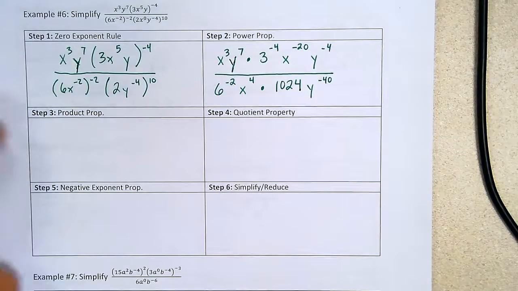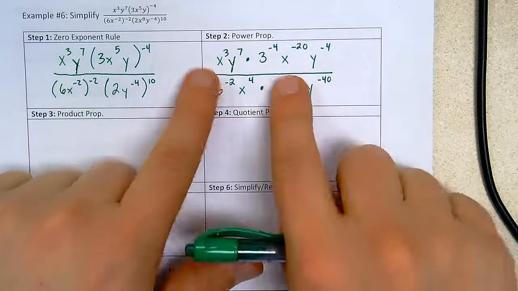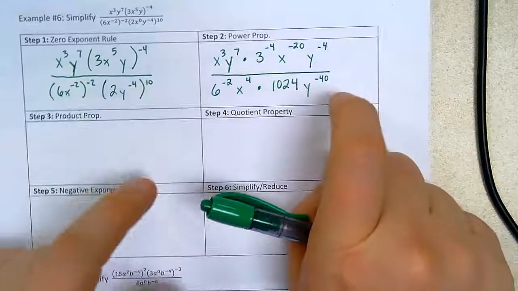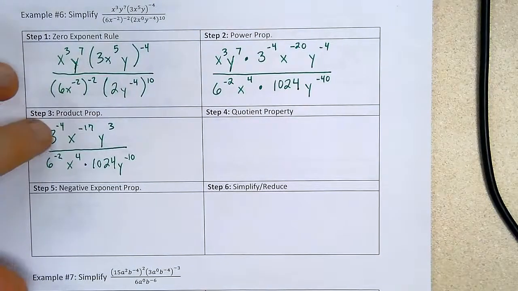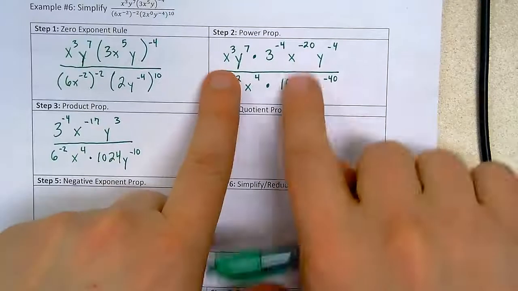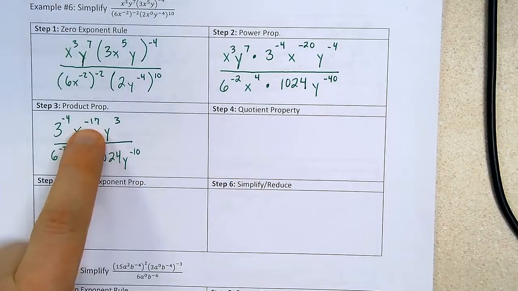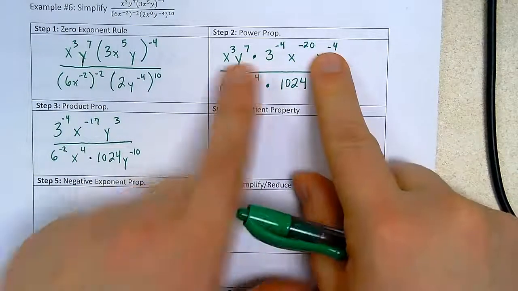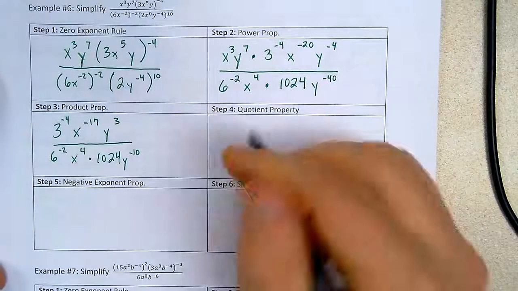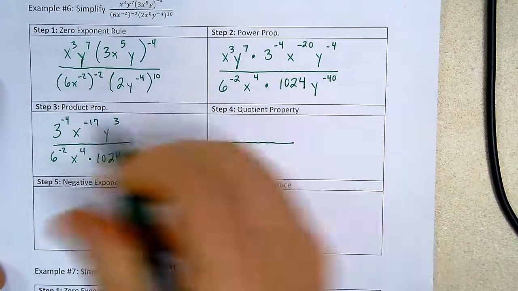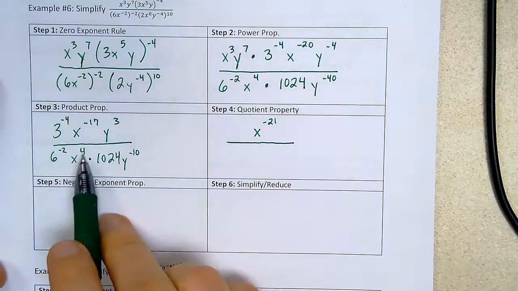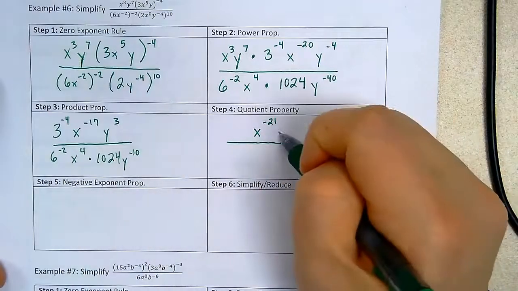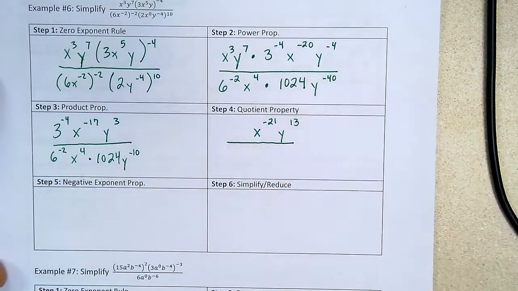Okay, product property, we've got 2 x's on top as well as 2 y's, so those will combine, and then nothing on bottom to combine. Still keeping my negative exponents with my numbers so as not to get too ahead of myself. 3 and negative 20 gives me negative 17 x's, and then 7 and negative 4 gives me 3 y's on top. Now we'll use the quotient property. Negative 17 minus 4 for the x's is negative 21. And 3 minus negative 10 is positive 13. And that's the quotient property.